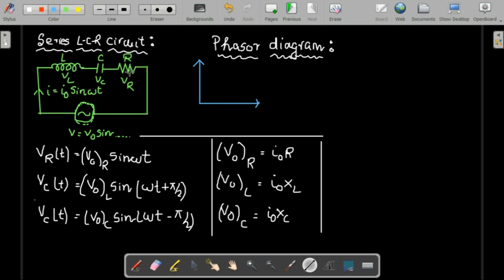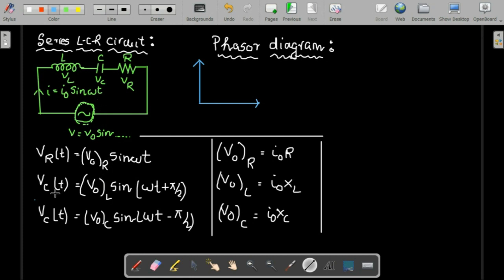So I've drawn here a series LCR circuit, and let's say a current I equal to I naught sine omega t is flowing through it. Now, if you write down the relation for the voltage for such a circuit, you know that the voltage and the current are in phase for a resistor. So VR(t) would be V naught R sine of omega t. There is no phase difference, so it's the same sine omega t.